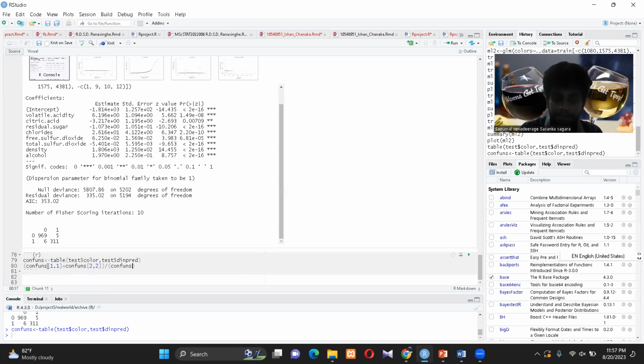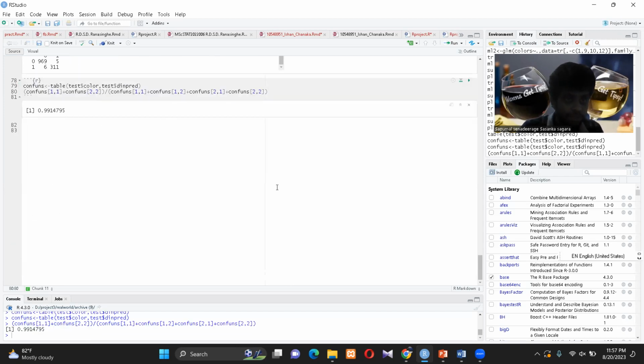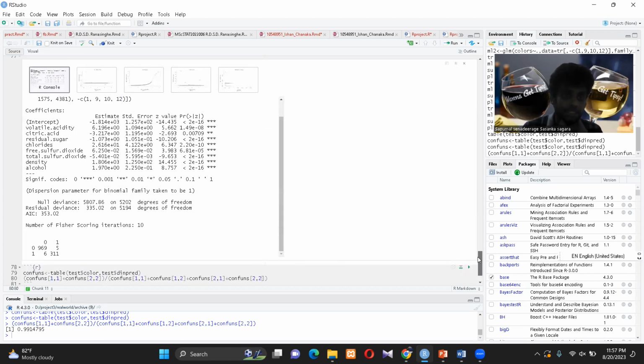Even we can use a loop here. I'll repeat it, right? 1 comma 1, 1 comma 2, 2 comma 1, and 2 comma 2, right? Okay, this is the accuracy, right? So likewise, you can compute the others.